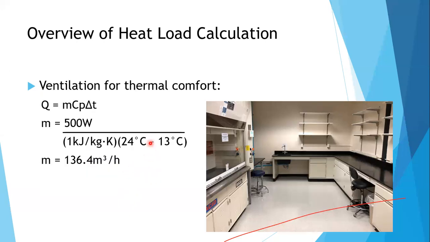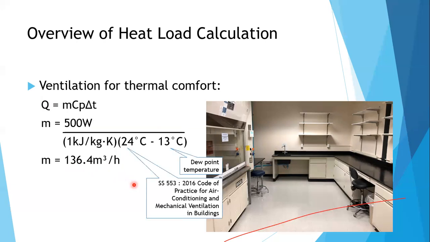24, our design temperature, 24. 13, so where did we get this 13? We will discuss where we get this 13. So plugging in these numbers, multiplying these ones, and subtracting these ones and dividing this one, you will be able to get 136.4. So this laboratory, so that we can maintain it at 24 degrees Celsius, needs to have 136.4 cubic meter per hour of air.